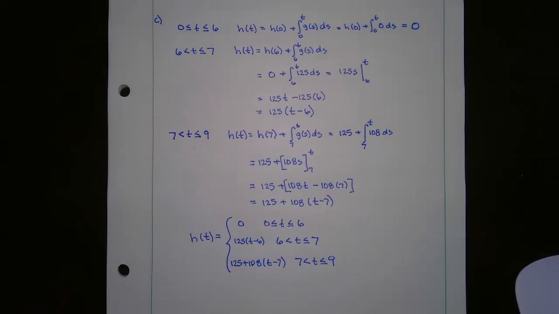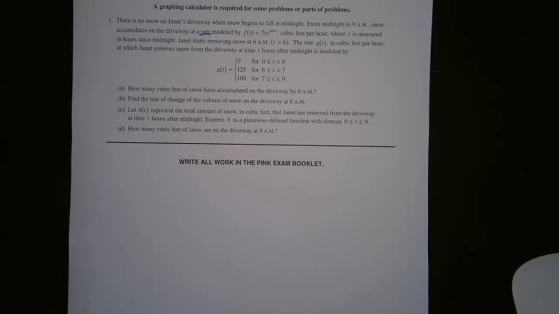Now let's go on to part D. So for part D, what we want to do is find how many cubic feet of snow are on the driveway at 9 a.m. To find how many cubic feet, we're going to have to integrate how much has been added, right? That's the f of t function. And then we're going to have to subtract out the amount of snow that's been removed. And this h of t that we figured out in part C, we can use, right? Because that's going to give us the amount of snow that Janet has removed by 9 a.m.